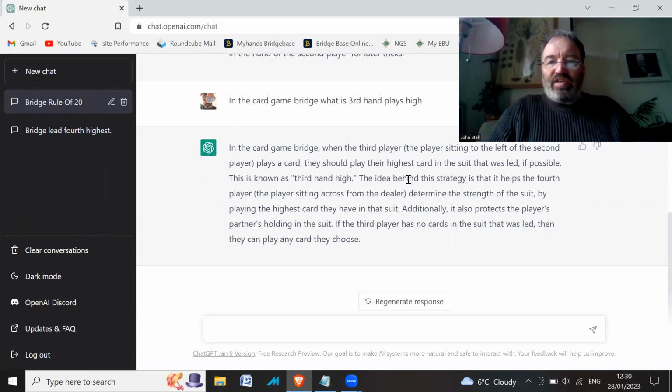The idea behind this strategy is that it helps the fourth player, the player sitting across from the dealer, not necessarily so, determine the strength of the suit by playing the highest card they have in that suit. Additionally, it also protects the player's partner's holding in that suit. Yes. If the third player has no cards in the suit that was led, then they can play any card they choose. That's true.